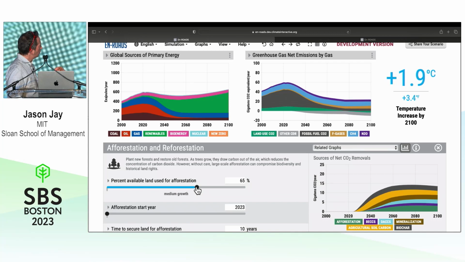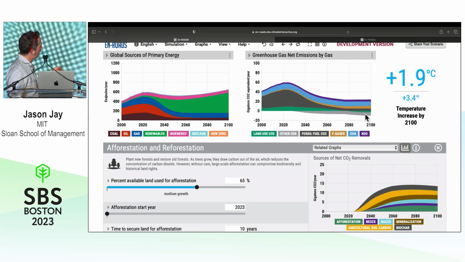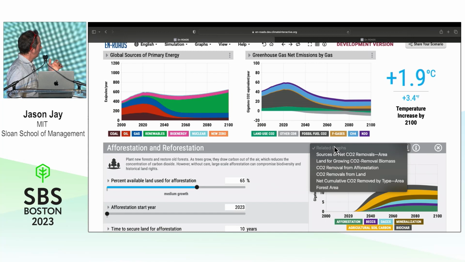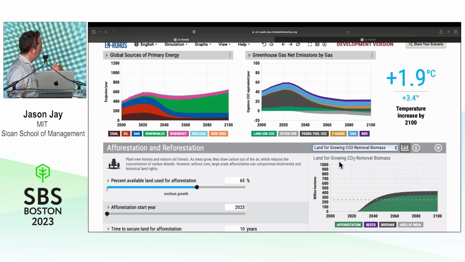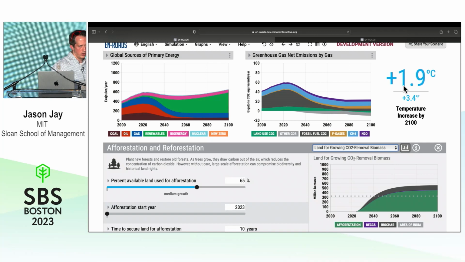Okay. So that got us a tenth of a degree of avoided warming. You can see here that the land use emissions are starting to become negative by the end of the century. You can see that we're putting away about 3.2 gigatons of CO2 into that afforestation. If we think about the land for growing that biomass, we've got more than an India's worth of forest that we've planted, and that got us a tenth of a degree of avoided warming.